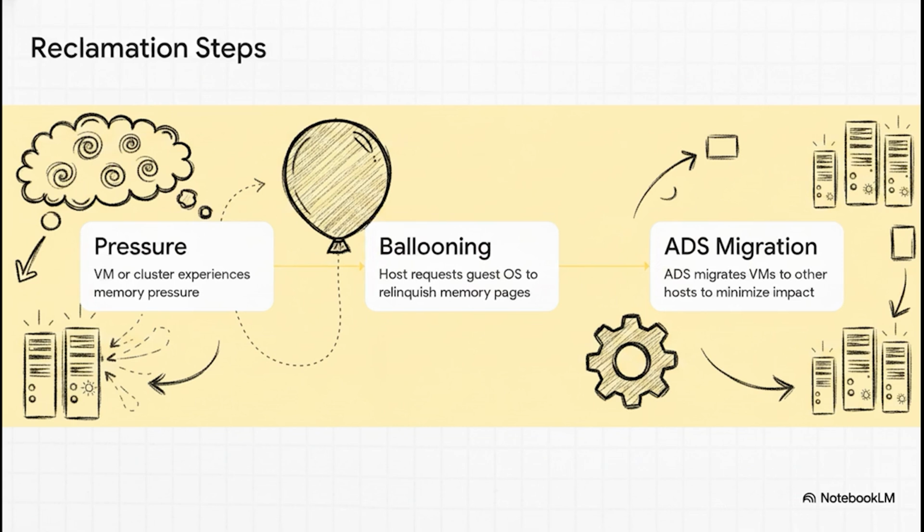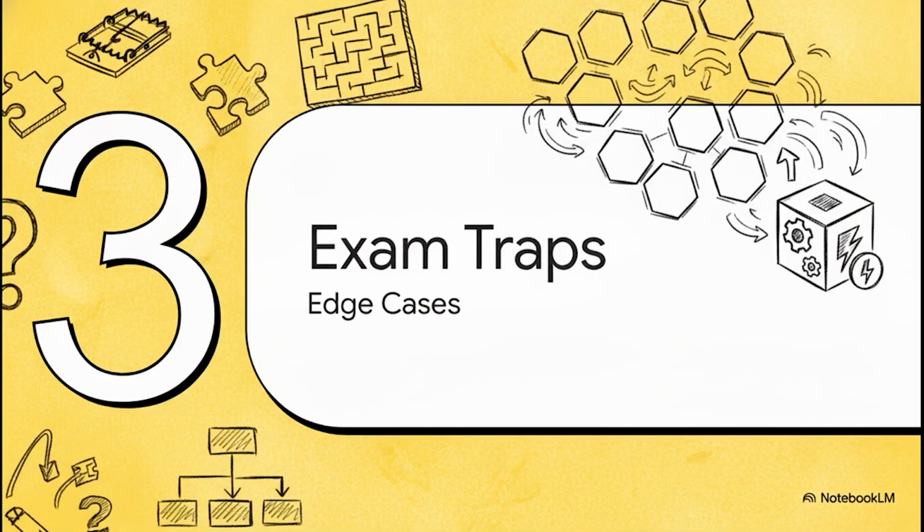AHV basically talks to the VirtIO driver installed inside the guest OS and politely asks it to give back memory pages it isn't actively using. This is AHV's preferred minimal impact method. It's only if ballooning isn't enough, or if we have severe cluster-level pressure, that we move to step 3. That's when our buddy ADS steps in to either reduce overcommit, initiate swapping, or fully migrate VMs to other hosts to rebalance the cluster. All right, let's shift gears into a highly focused exam prep load.